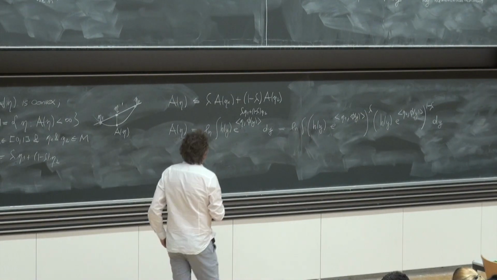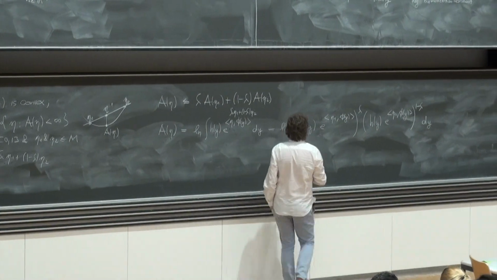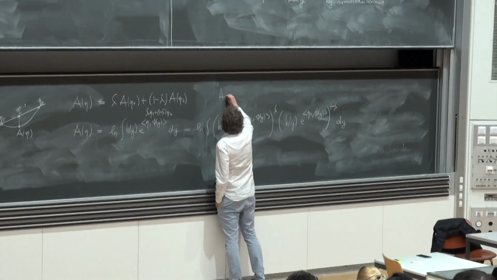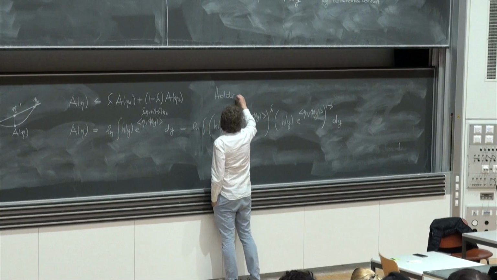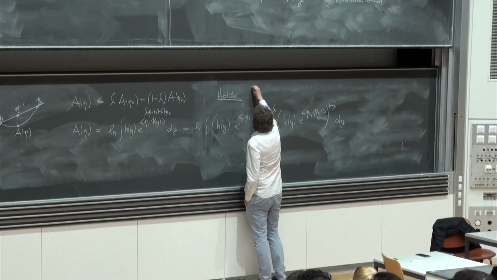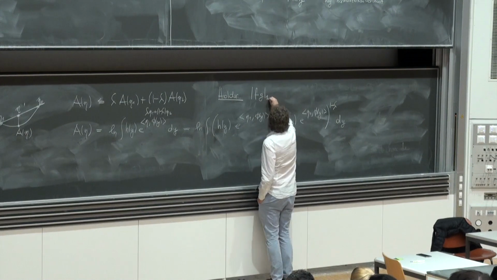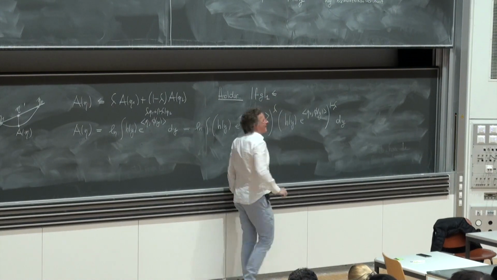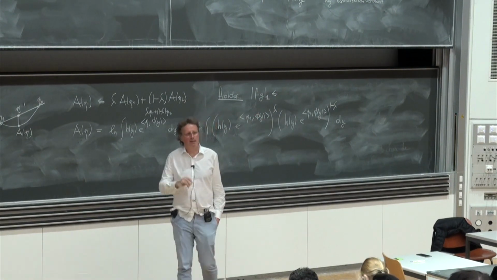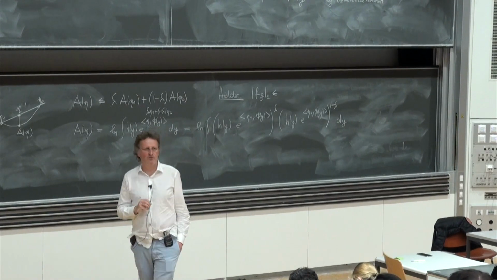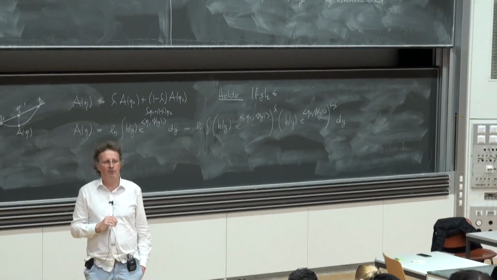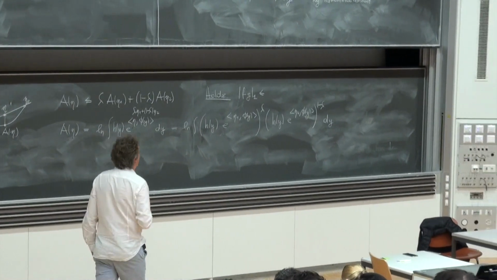And now I want to use an inequality, which is called Hölder's inequality, and which goes as follows. If you have functions f and g, and you take the integral over f and g, in general you take the integral over the absolute value, but for us everything is non-negative, so we don't need to worry about the absolute values.